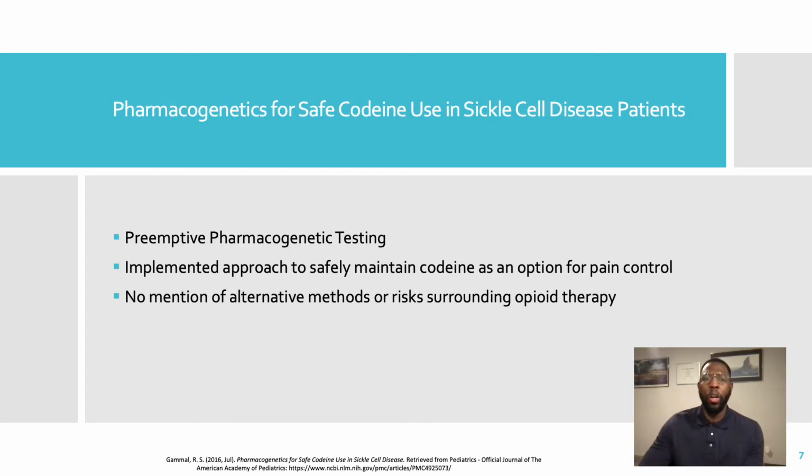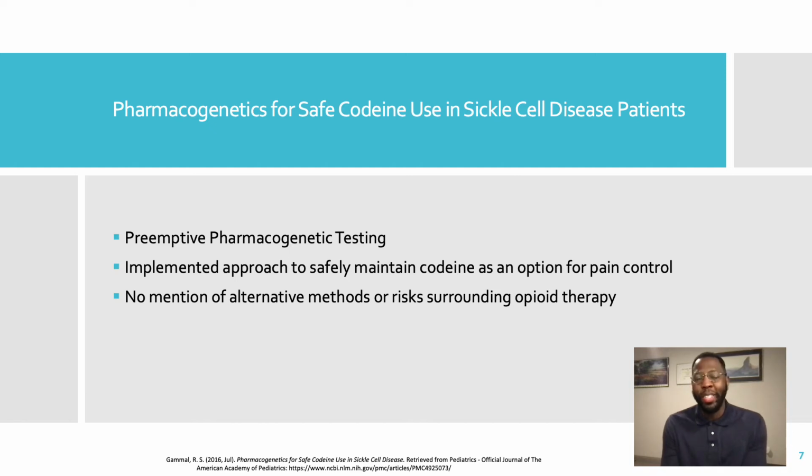So the next article here is one that I criticized quite strongly, and this was Pharmacogenetics for Safe Codeine Use in Sickle Cell Disease. At first glance, this was one that was presented as an alternative trial when I did my targeted literature review. However, this was not that. This is a preemptive pharmacogenetic testing implementation approach to safely maintain codeine as an option for pain control.